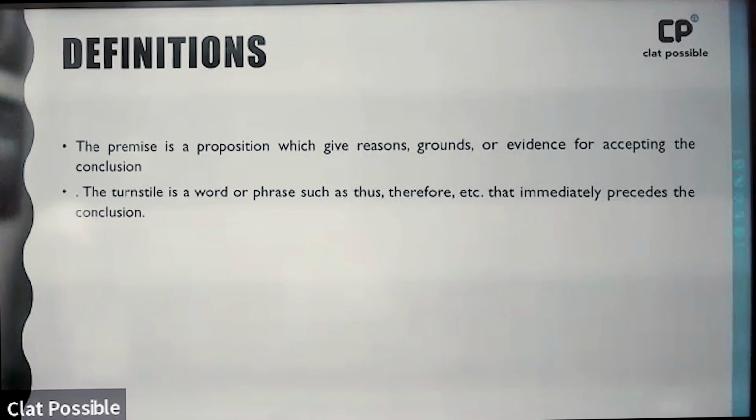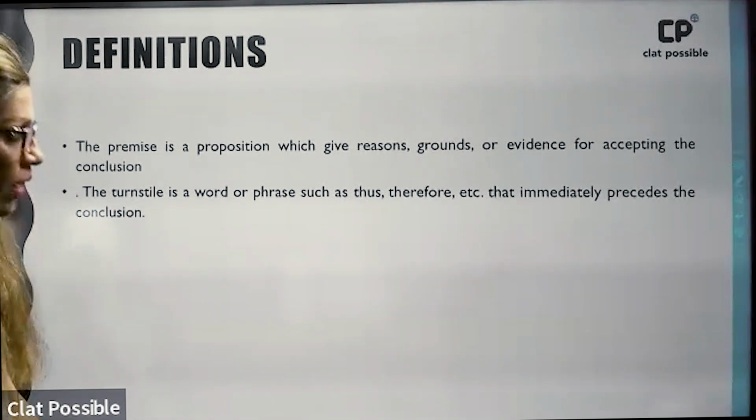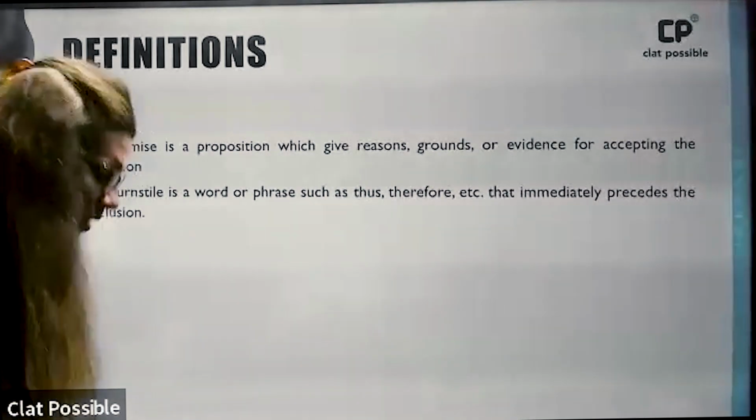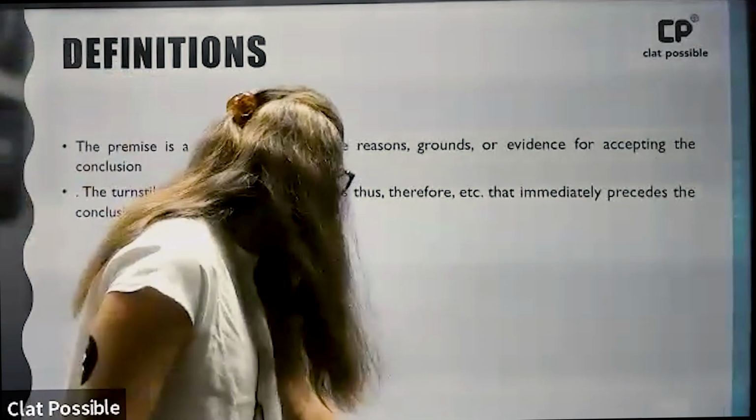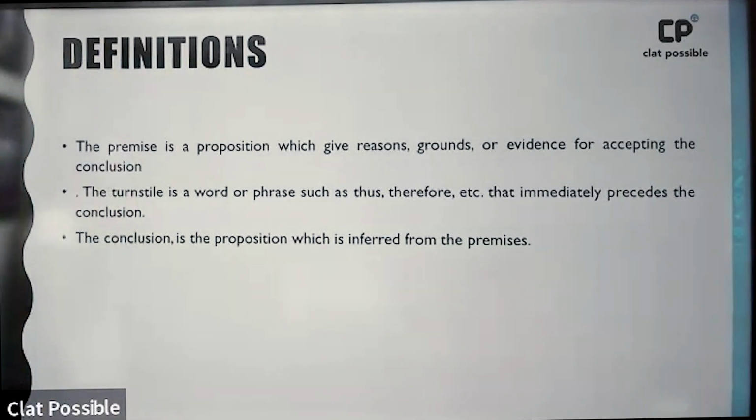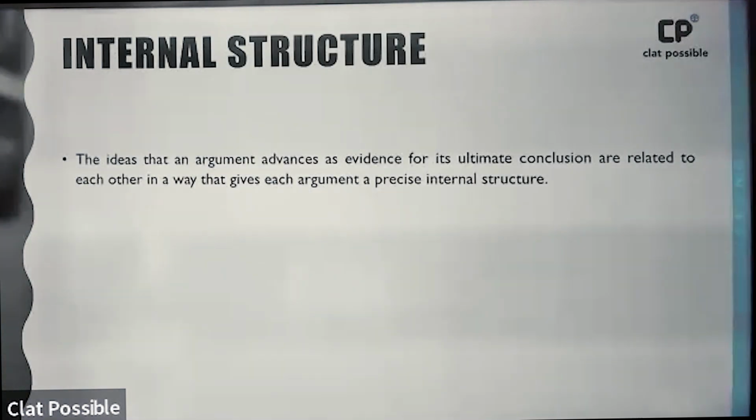The turnstile is nothing but phrases like because, thus, therefore, that help us reach the conclusion. These we call indicator words, and they help see the change between premise and conclusion. And naturally, the final outcome of the premises is the conclusion. So this is good for everyone. So at any point in time, whether you are reading passages or small paragraphs, you are reading this. So internally, how is this argument structured?